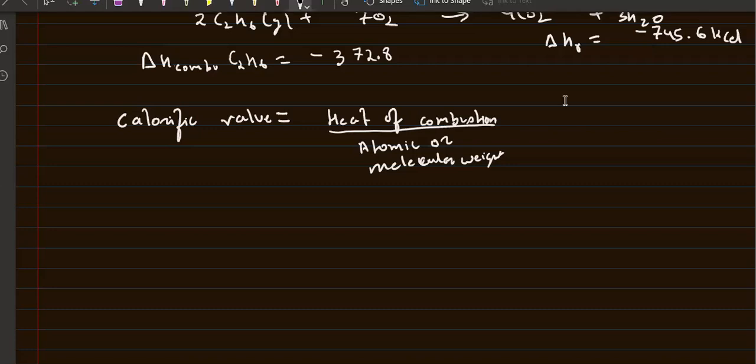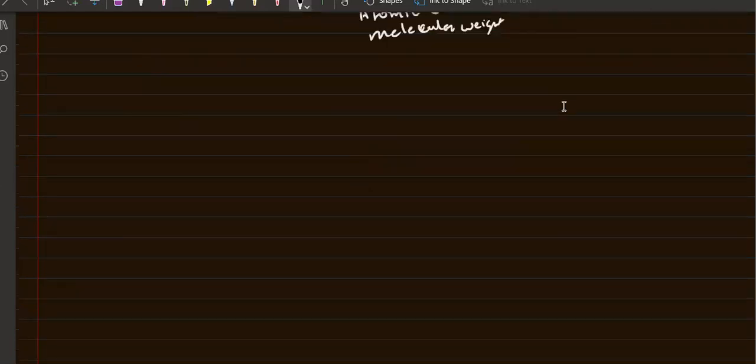For the third, you just have to remember the definitions because the concept is the same: product minus reactant, except for bond energy. Every energy of reaction is always product minus reactant. So next is enthalpy change during phase transformation.